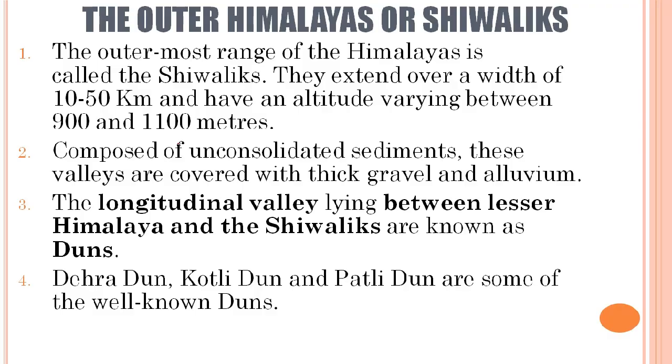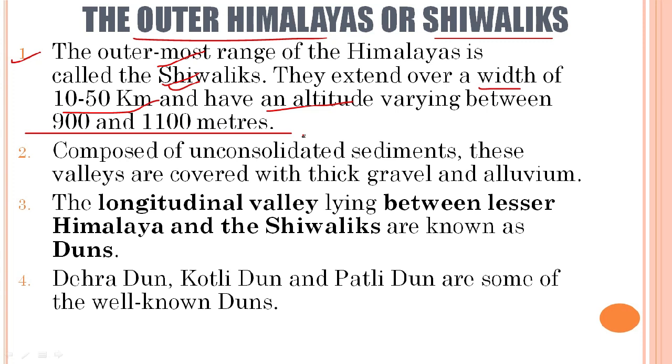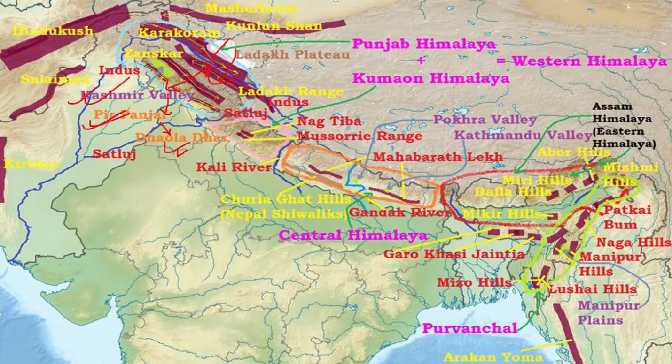Let us move forward. Now we come to the other section of the Himalayas, the third one, which is known as the outer Himalayas or the Shivaliks. Clear? So let us see, in point 1 we see that the outermost range of the Himalayas is known as Shivaliks. They extend over a width of 10 to 15 kilometers and have an altitude varying between 900 to 1100 meters. Now let us get back first of all.